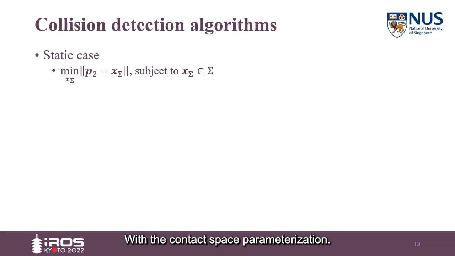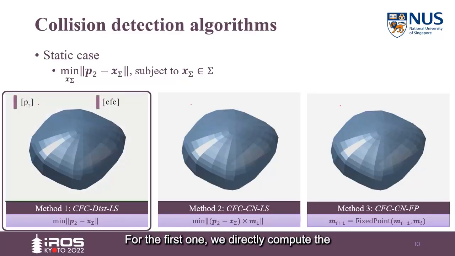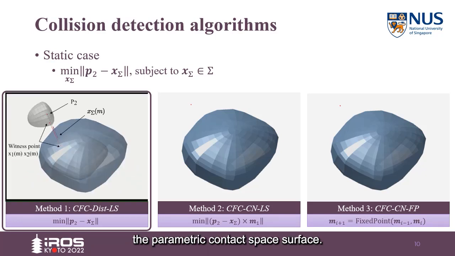With the contact space parameterization, we now propose methods to solve the collision detection problems in both static and continuous cases. For the static case, we seek to find the closest point on the contact space to the center of the second object. This is formulated as a nonlinear optimization problem, which can be solved by the three proposed methods. For the first one, we directly compute the distance between the center of the second object, which now is shrunk into a point, and the parametric contact space surface.